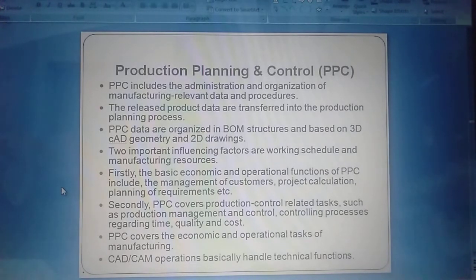So this is how PPC can help. You can plan very easily, and you have to do it virtually here. With the BOM structure, it helps a lot. A single BOM, the bill of material, the same BOM, you can use for other departments. Like that, you can have proper planning.